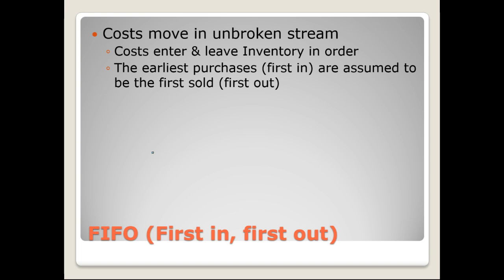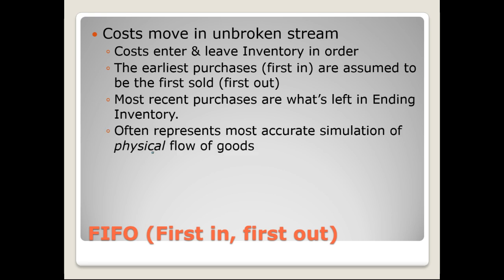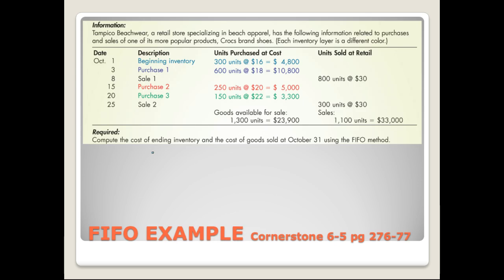The earliest purchases, the first in purchases, are assumed to be the first sold. So first in, first out. Thus, the most recent purchases are what will be left in ending inventory. Though the FIFO method is following the costs, not the units specifically, which is what we did in specific identification, it is the closest to mimicking a specific identification method. It is the closest to simulating the physical flow of goods in a company.